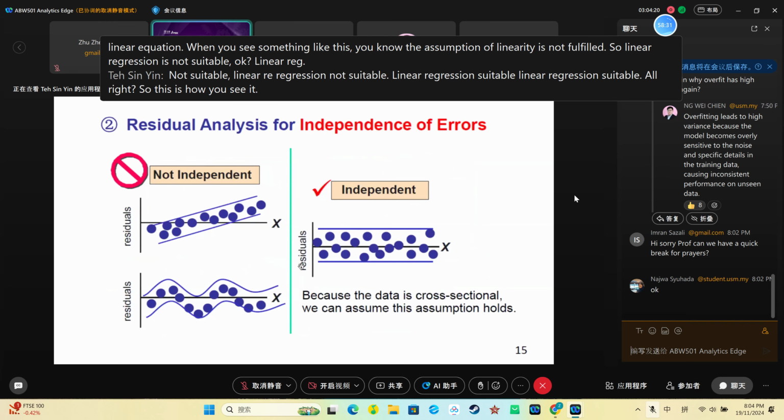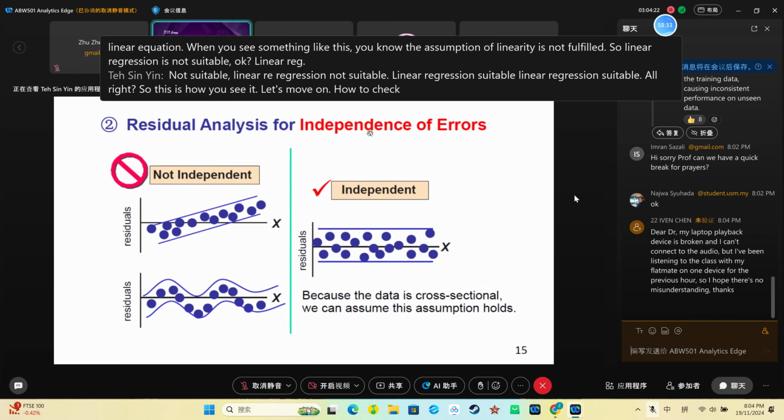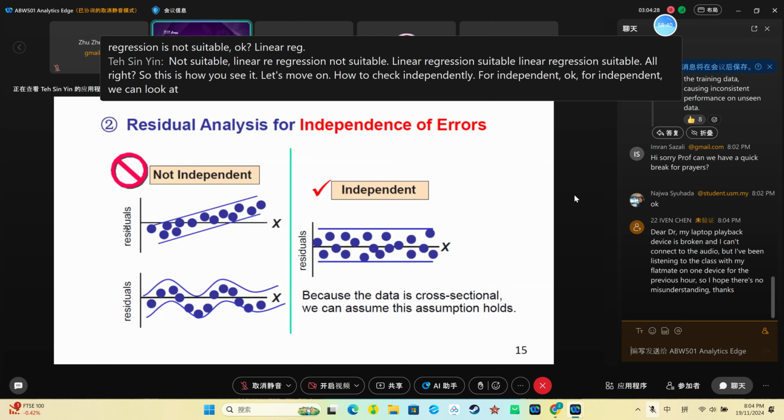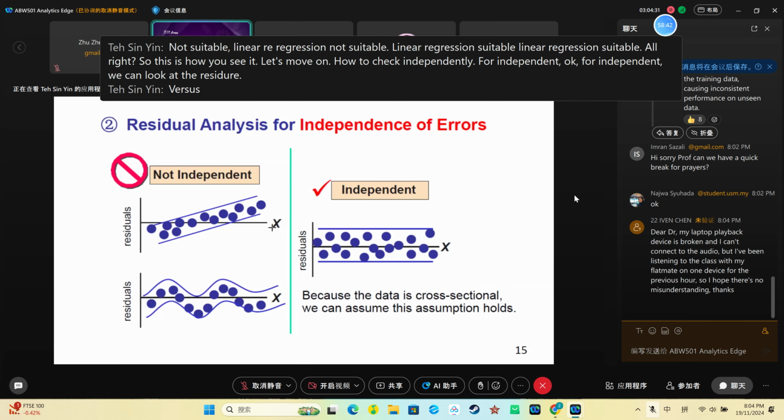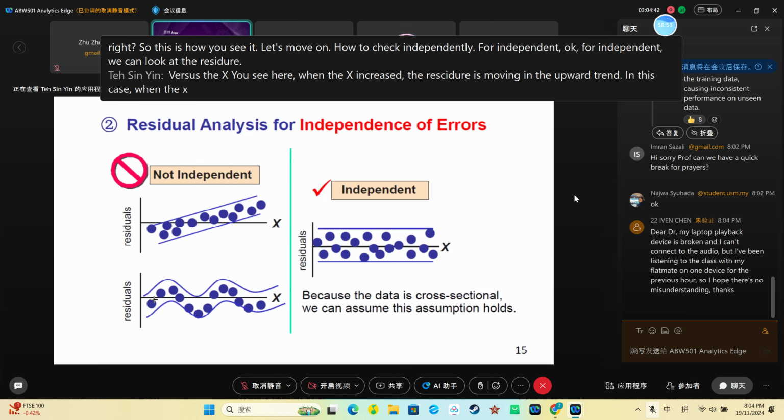Let's move on. How to check independence? We can look at the residual versus the x. You see here, when the x increases, the residual is moving in an upward trend. In this case, when the x increases, the residual is moving in a cyclical trend. We call this a cyclical trend. So they are not linear trends.